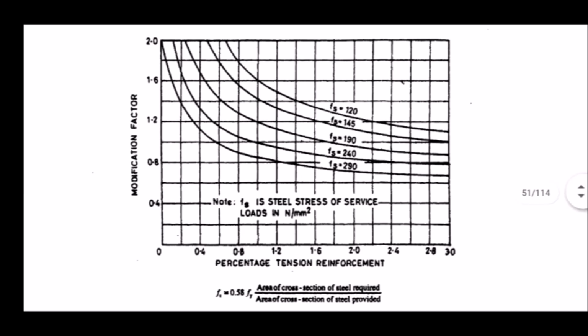crosses the curve Fs 190 at approximately modification factor 1.3, and for Fs 240 and percentage of steel 0.8, it is approximately, this is 0.8 and this is 1.2, that means this is 1. So this is 1 point something. Let's see the notes, what is written, what I have already assumed for this. This is actually an approximate value because a direct value is not possible to find from this graph, but we have to take approximate values.